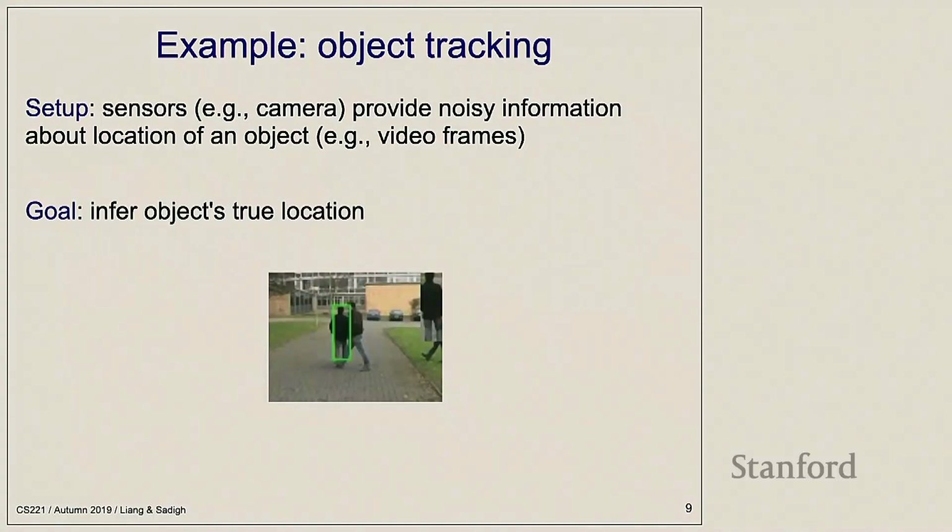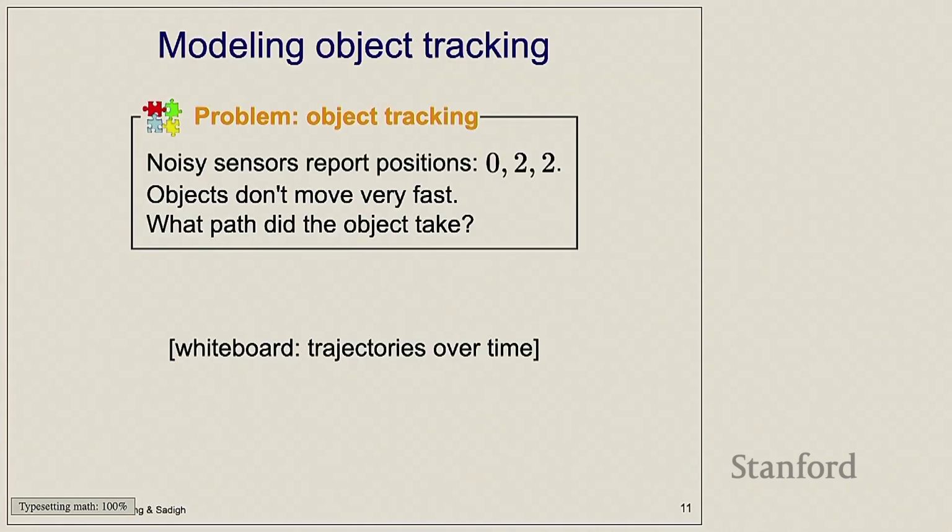OK, so I'm going to lead into a running example that we're going to be talking about the whole lecture, object tracking. With object tracking, you have sensors that are telling you, oh, my object is here. No, it's down here. Oh, wait, it's over here. And what you want to do is take that noisy observation and run it through your CSP to infer a more realistic estimate for where the object actually is. So I will also draw this on the board.